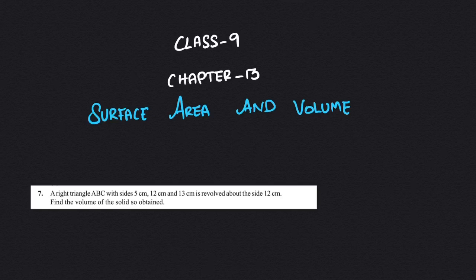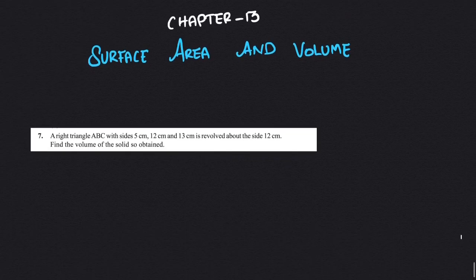Today we are going to discuss surface area and volume, exercise 13.7, question number 7. A right triangle ABC with sides 5 cm, 12 cm and 13 cm is revolved about the side 12 cm. Find the volume of the solid obtained. Very simple.